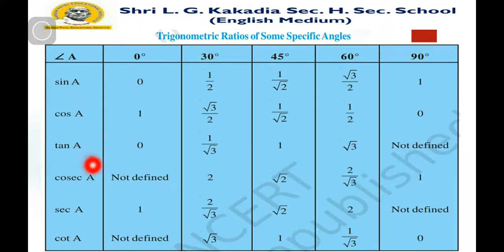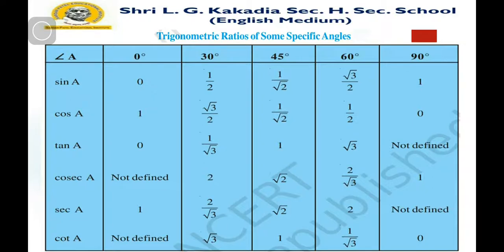Now cosec A. Cosec A is the reciprocal of sin A. 1 over 0 is not defined. The reciprocal of 1 over 2 is 2. 1 over square root 2, its reciprocal is square root 2. As well as sec A, it is the reciprocal of cos A. Its reciprocal is 1, then 2 over square root 3, then square root 2, then 2, and the reciprocal of 0 is not defined.